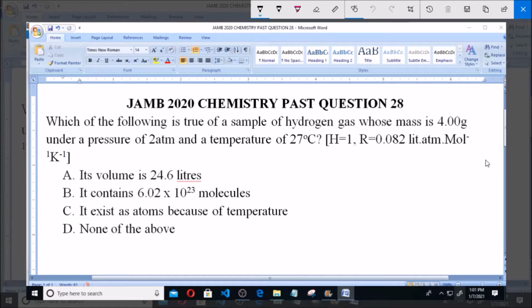Which of the following is true of a sample of hydrogen gas whose mass is 4 grams under a pressure of 2 atm and a temperature of 27 degrees Celsius? H, that is the molar mass of hydrogen, is 1. The molar gas constant is 0.082 liter atmosphere per mole per Kelvin. A: the volume is 24.6 liters. B: it contains 6.02 times 10 to the power 23 molecules. C: it exists as atoms because of temperature. And D says none of the above.